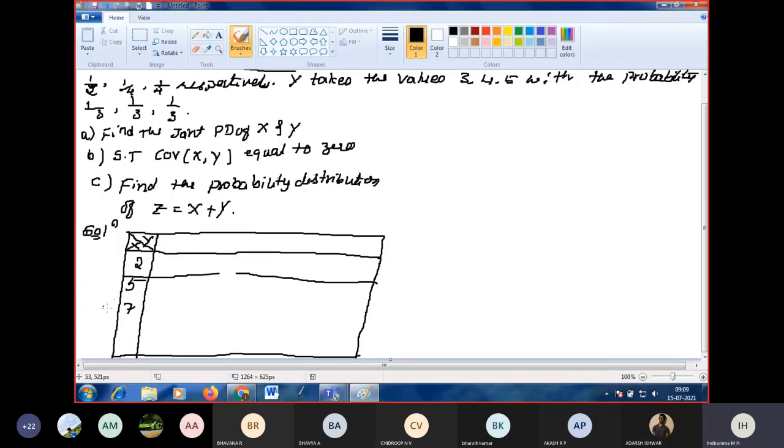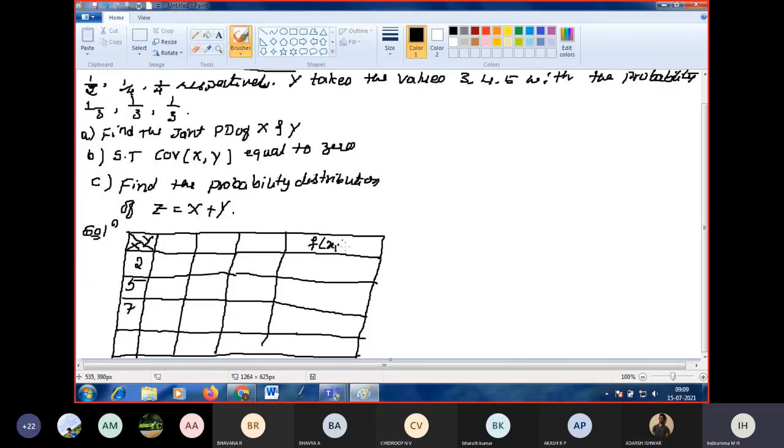So what are they given along with X? Probability of X is given. What should we consider that as? F of X. Very good. F of X values, the marginal values, are given. What are F of X given as? 1 by 2, 1 by 4 and 1 by 4.